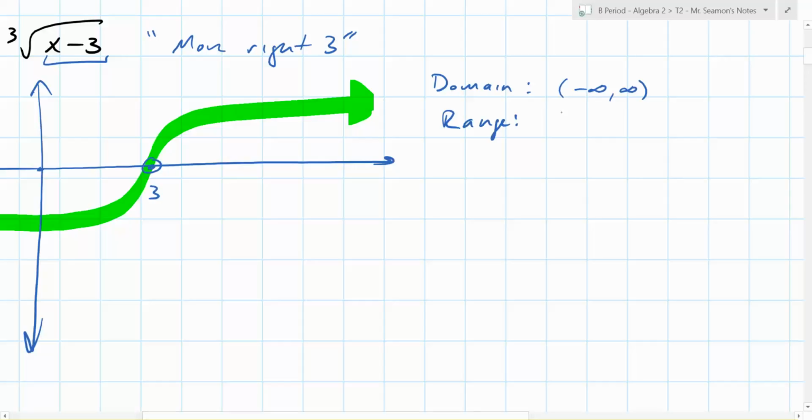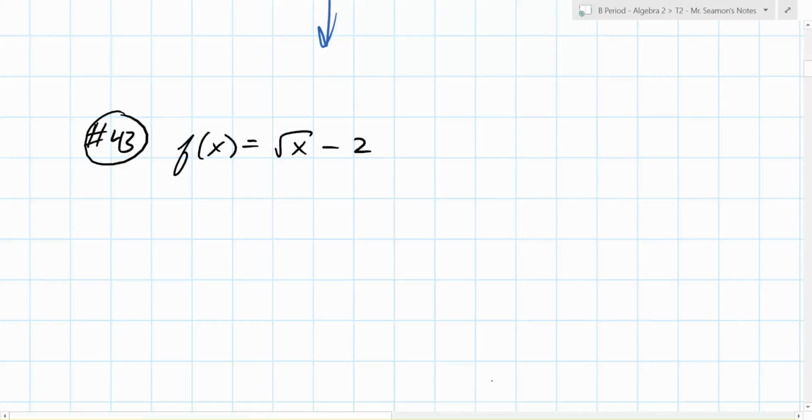What's the range of this thing? The same thing. Exactly. You could say in both cases, you could just say they are both all real numbers. You could say that if you wanted to. All real numbers. Is that an odd or an even root? It's an even root.